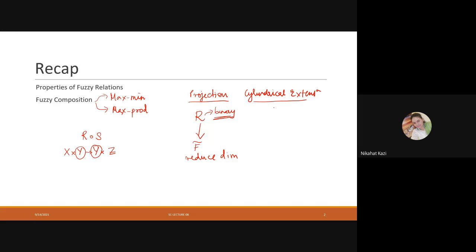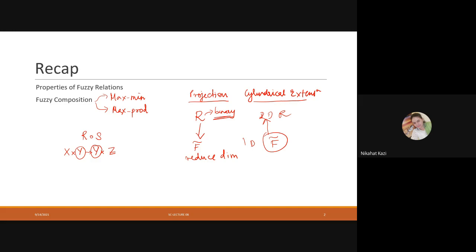And what about cylindrical extension? It's the reverse. It increases the dimension by one. Exactly. So if you have a 1D fuzzy set, you can convert it into a 2D fuzzy set, a 2D relation. Okay, that is cylindrical extension. So these two operations, don't forget, and composition, the condition, don't forget. These are the kind of operations that you can perform on fuzzy relations.